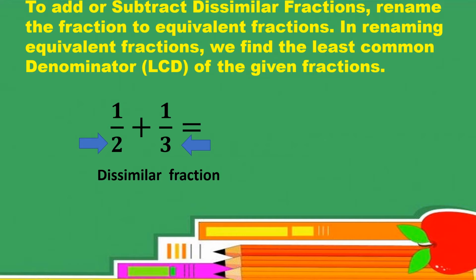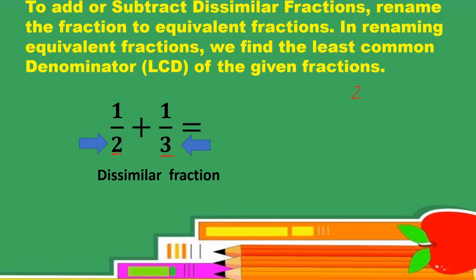So, paano ba natin nakukuha yung LCD? Tandaan po ninyo na ang LCD po ay yung pinakamaliit na number na pwede nating i-divide doon sa dalawang denominator. Halimbawa, we have here 2 at saka yung 3. Ito, we have 2 and 3. So ano kaya yung pinakamaliit na number na pwede nating i-divide doon sa dalawa?